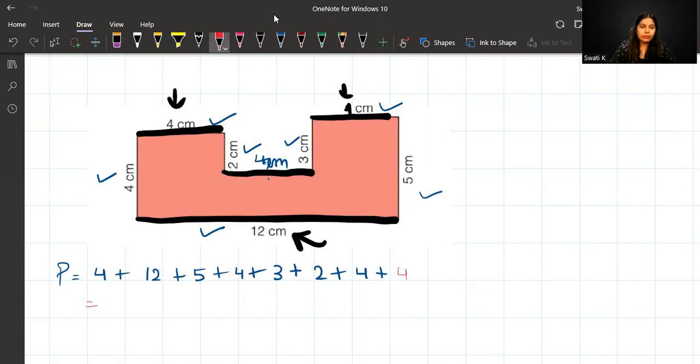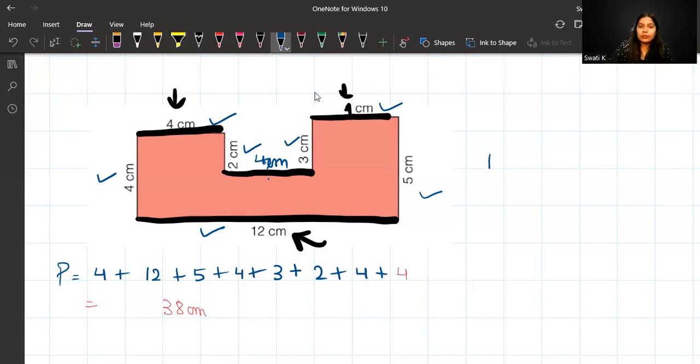Now we can add this. So 12 plus 4, 16, 16 plus 4, I can say 20, 20 plus 5, 25, 25 plus 3 plus 2, that is 5, 30, 30 plus 8, 38. So it is going to be 38 centimeter. If by any chance you think I'm making some mistake in the calculation, please let me know in the comment section. I'm just being super fast here.